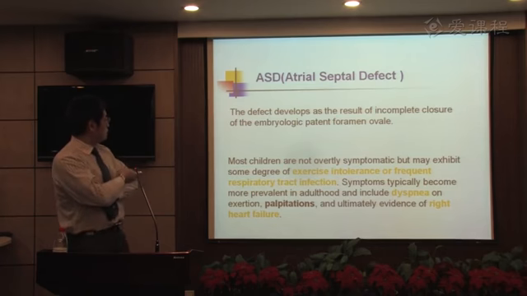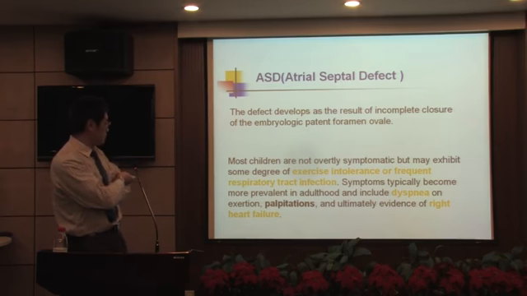ASD is a defect that develops as the result of incomplete closure of the embryologic patent foramen ovale. Most children are not overtly symptomatic, but may exhibit some degree of exercise intolerance or frequent respiratory tract infection. Symptoms typically become more prevalent in adulthood and include dyspnea on exertion, palpitations, and ultimately evidence of right heart failure.